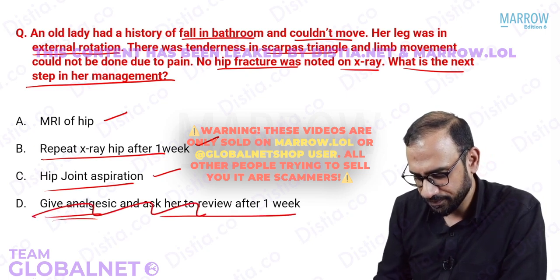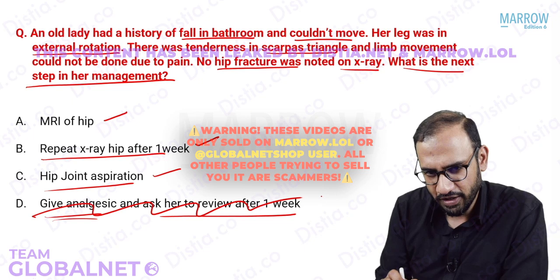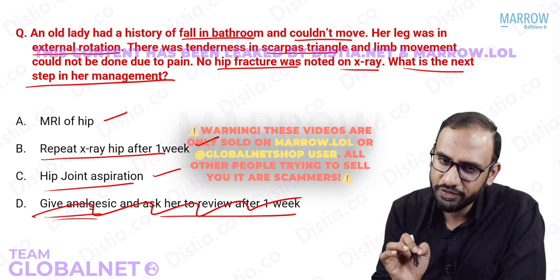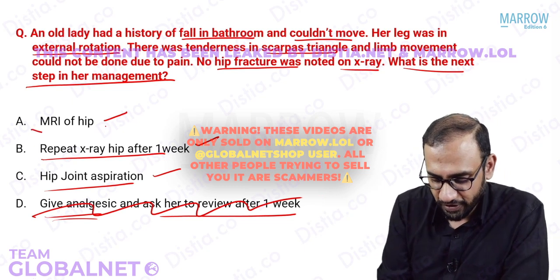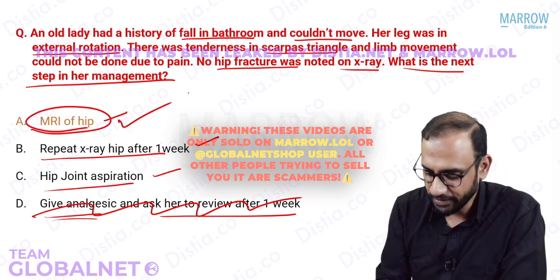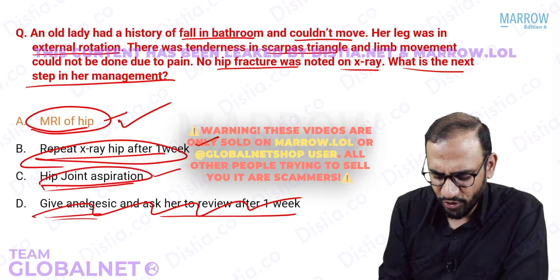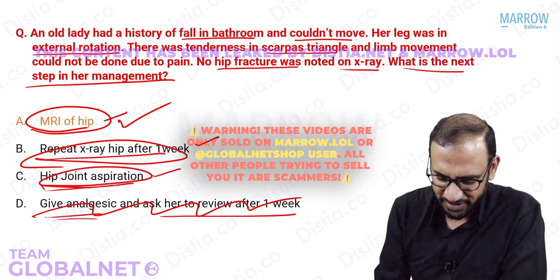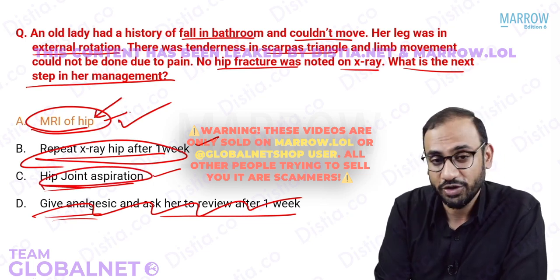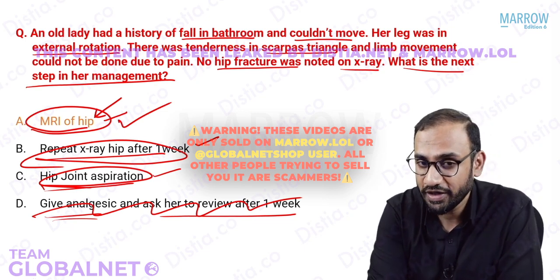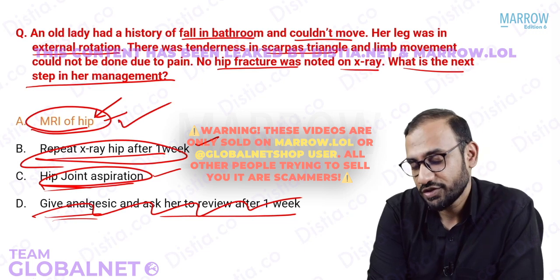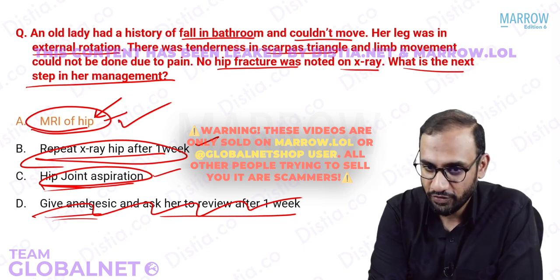Absolutely not. Elderly patient, fall, pain in the hip. It is neck of femur fracture unless proven otherwise. X-ray is negative. Then what will you do? You'll go for MRI. No need for waiting 1 week. No need for joint aspiration. What rubbish. MRI of hip, that is what you will do. MRI will pick up hidden or occult fractures. Even if the patient comes to you walking, if there is hip pain and a history of trauma, you should assume that it is neck of femur fracture.